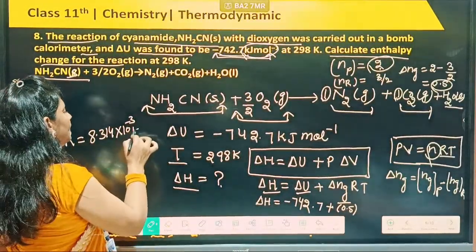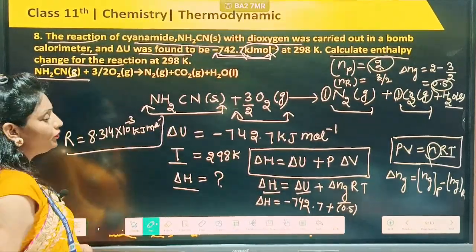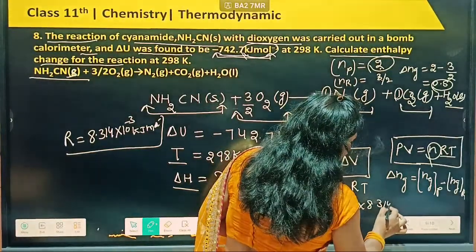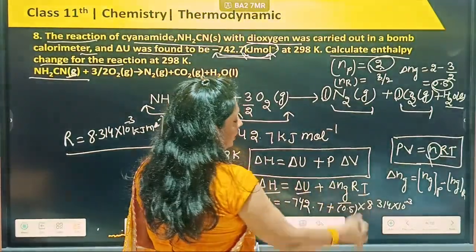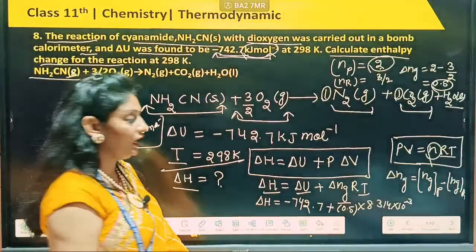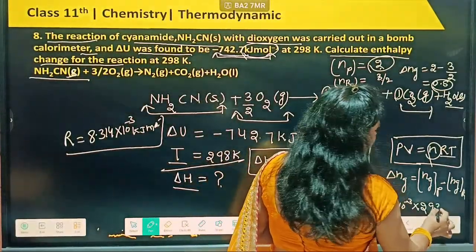Okay, kilojoule per mole. Then students, you will put this value, and this value also. It is 8.314 into 10 raised to power minus 3 into T. What is the value of temperature here? It is 298.